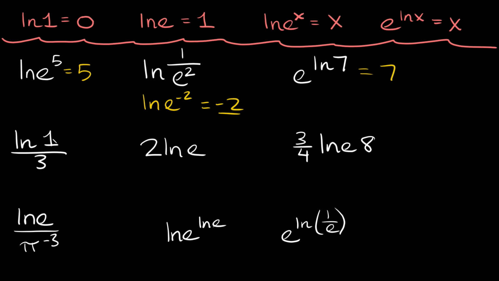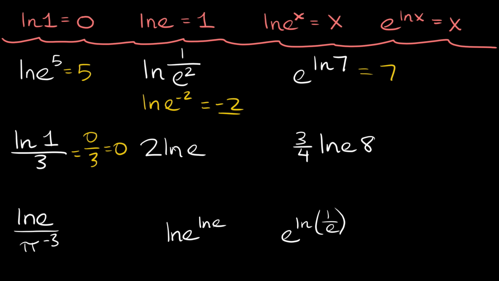This is the natural log of 1 over 3. Remember the natural log of 1, that's our first rule, it's just equal to 0. So this is simply equal to 0 over 3. And 0 divided by any number that's not 0 is simply equal to 0. Nice.